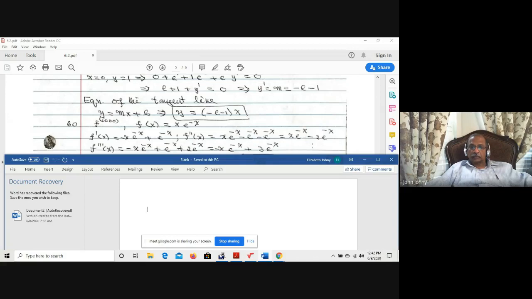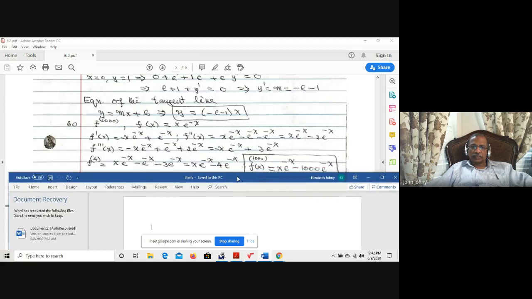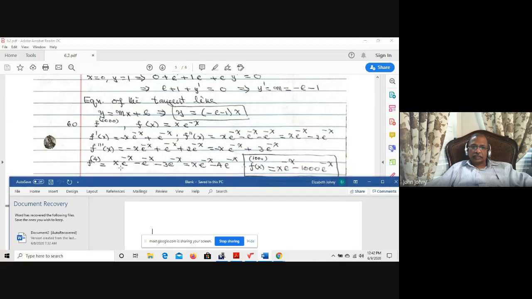2e to the negative x. So that becomes negative x e to the negative x plus 3e to the negative x. That is f triple prime. Differentiate once again, you get x e to the negative x minus e to the negative x minus 3e to the negative x, that is 3e to the negative x times negative 1, which is equal to x e to the negative x minus 4e to the negative x.